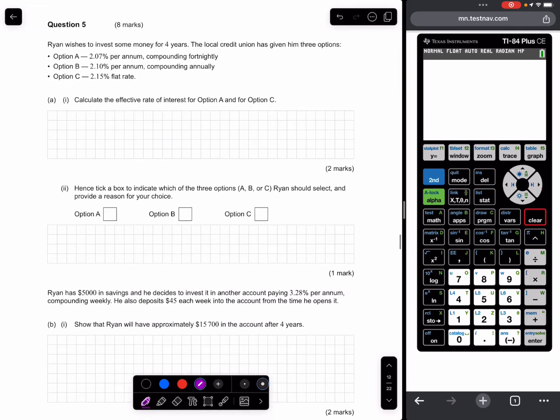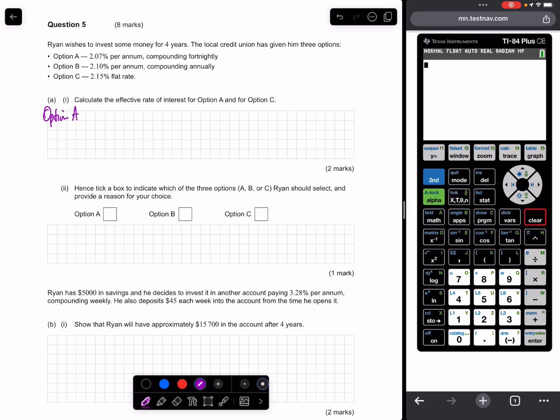Page 11 done. Question 5. Ryan wishes to invest some money for 4 years. The local credit union has given him 3 options. 2.07% per annum, compounding fortnightly, 2.1% per annum, compounding annually, 2.15% flat rate. Calculate the effective rate of interest for option A and for option C.